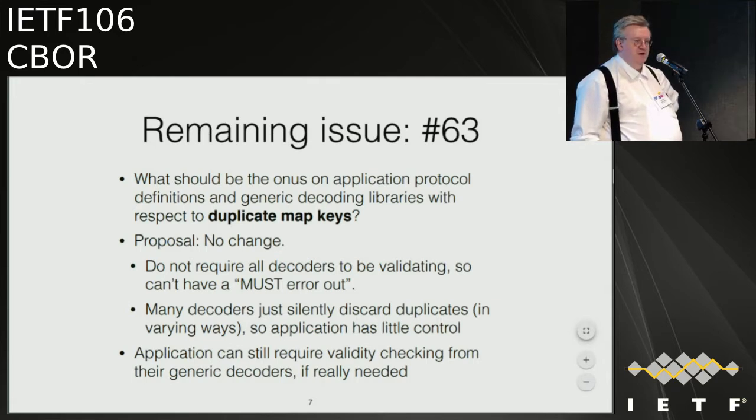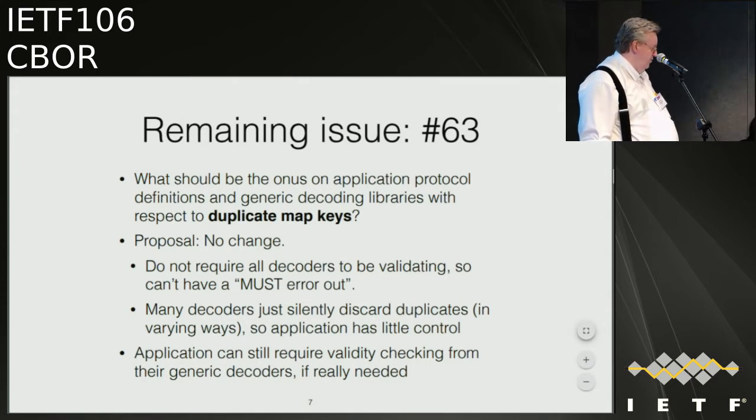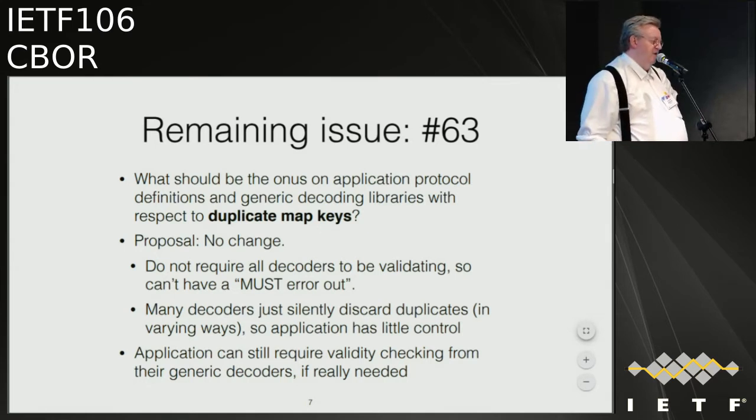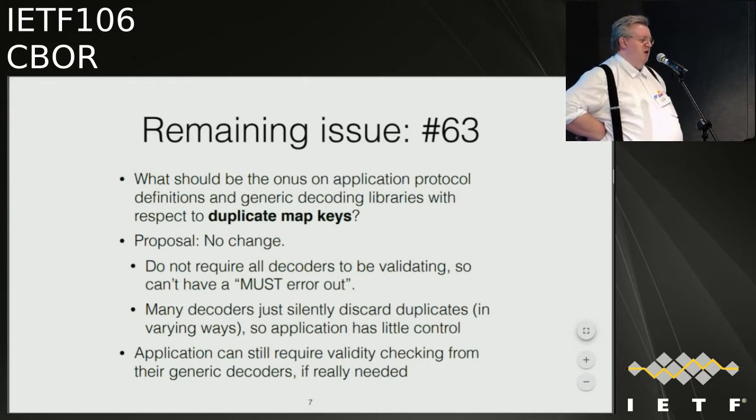Of course, there are 29 issues, so there were many things that were on the editorial level, even more complex editorial things. And there is one open issue. Actually, there are two open issues, but one is just a task that we have to do. It doesn't have anything to do with the document. The other open issue is what onus do we exactly put on an application protocol definition on how to handle duplicate map keys.